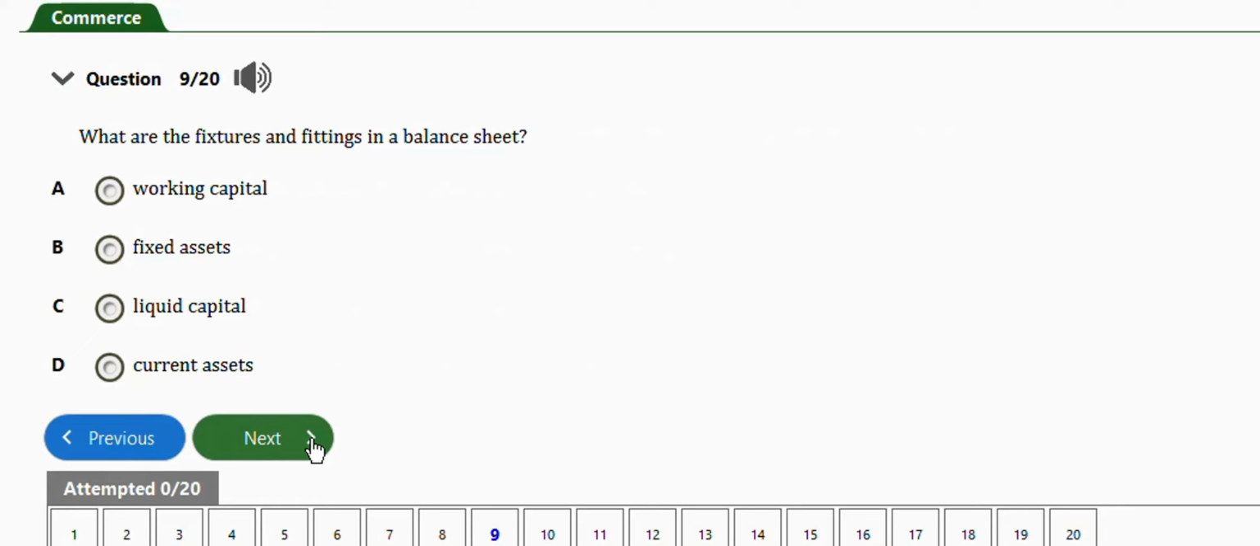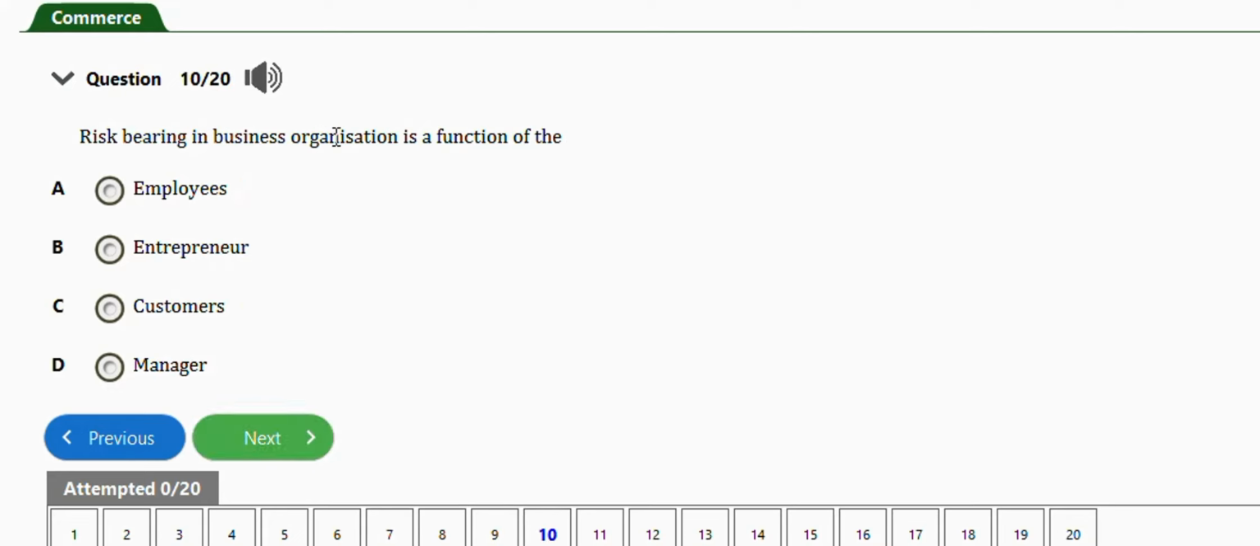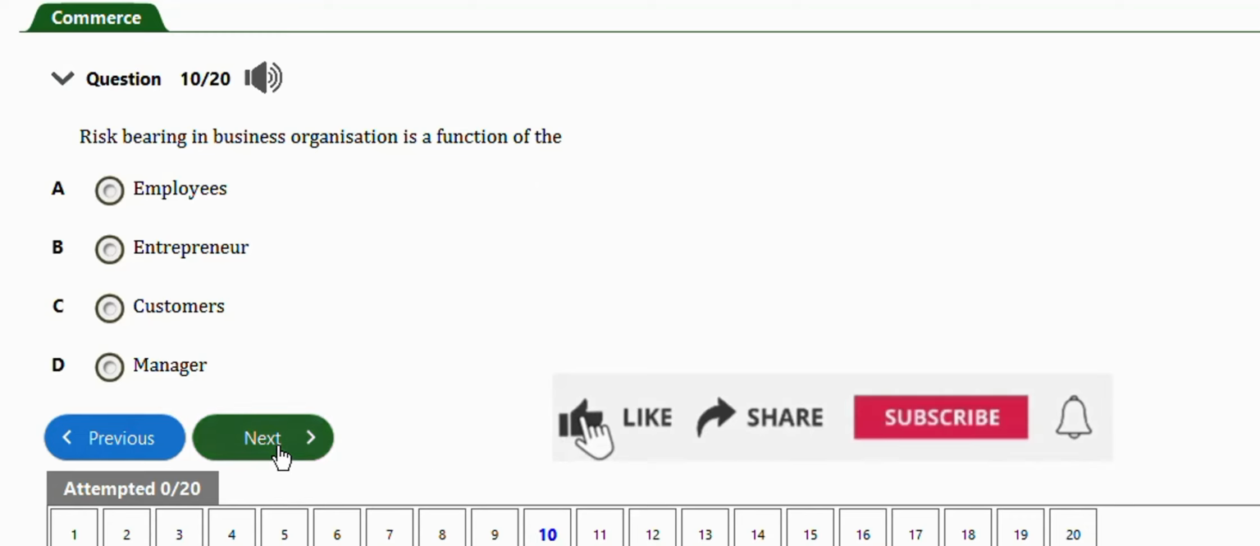Next question is this one. It says, what are the fixtures and fittings in the balance sheet? So they are fixed assets. Okay, option B. Next question is this one. It says risk bearing in business organization is a function of the entrepreneur. Option B.